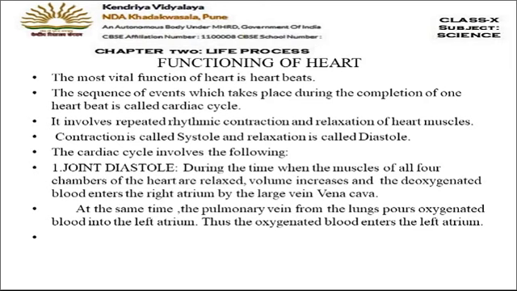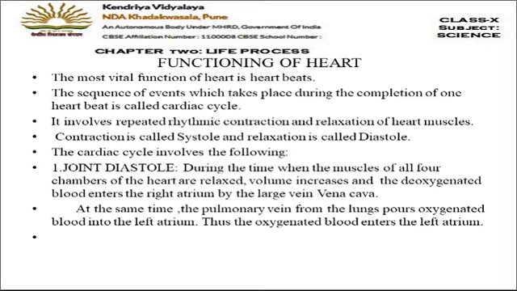Now the cardiac cycle involves the following. Let's see what it is. Means in one heartbeat, which events are taking place, what is actually happening in the heart. So the first is joint diastole. Diastole means relaxation, the muscle cells are relaxing. Joint diastole means all the chambers of the heart will relax at the same time. So it is called joint diastole.